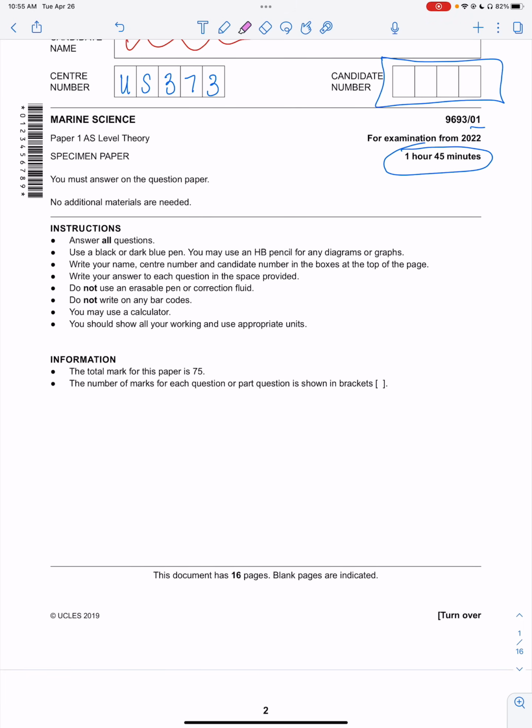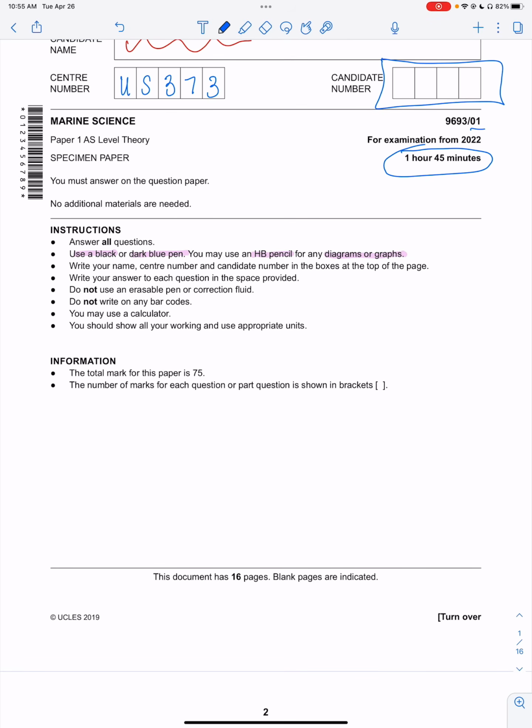Okay, as discussed in class, a black or a dark blue pen. You can use a pencil for any diagrams or graphs. So remember, label lines on a biological drawing need to be done with pencil. And even if you're doing a label on something, it needs to be with a ruler as well. But again, graphs shouldn't be assessed on paper two.